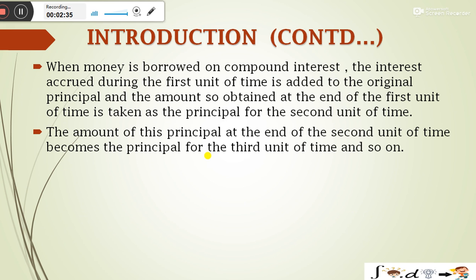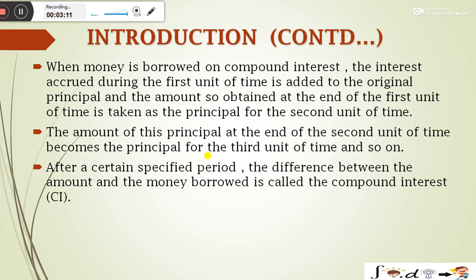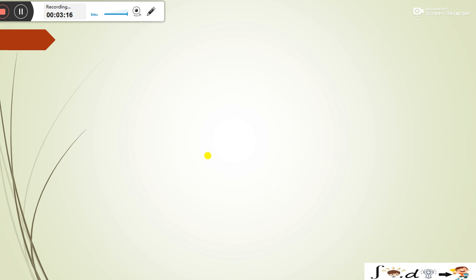When the money is borrowed on compound interest, the interest accrued during the first unit of time is added to the original principal, and the amount so obtained at the end of the first unit of time is taken as the principal for the second unit of time. The amount at the end of the second unit of time becomes the principal for the third unit of time, and so on. After a certain specified period, the difference between the amount and the money borrowed is called the compound interest.